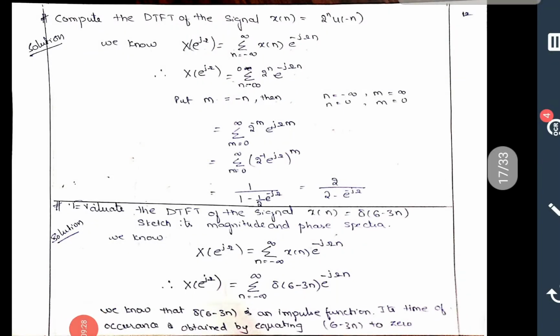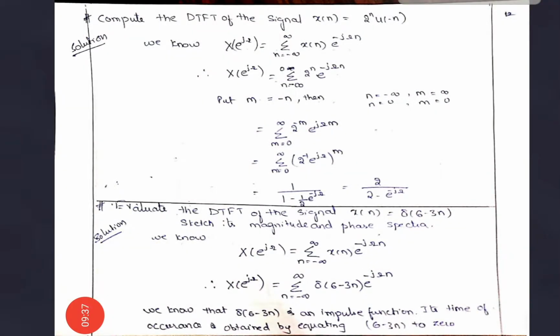Compute the DTFT of the signal x of n is equal to 2 raised to n u of minus n. We know the formula, X of e raised to j omega is summation n equal to minus infinity to plus infinity x of n e raised to minus j omega n. Therefore here, since u of minus n is there, for n less than or equal to 0 it is 1, for n greater than 0 it is 0. Therefore the limit will change from minus infinity to 0, 2 raised to n, and u of minus n in this range is 1, therefore it is 1, e raised to minus j omega n. Now here wherever n is there, put n equal to minus n.